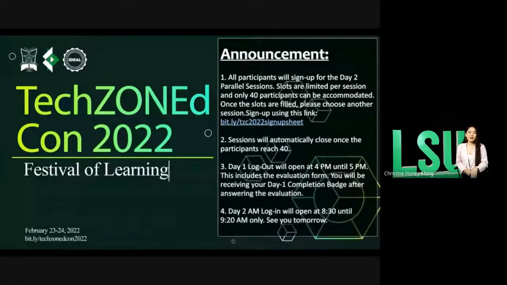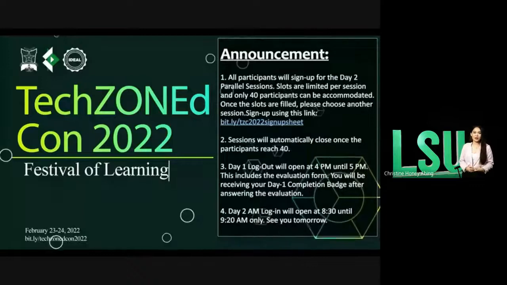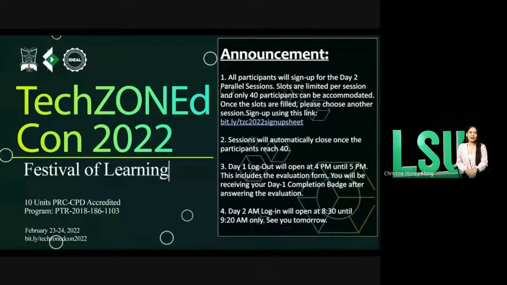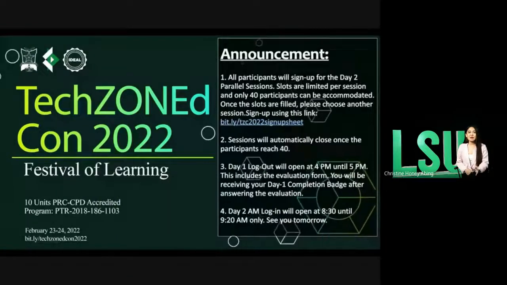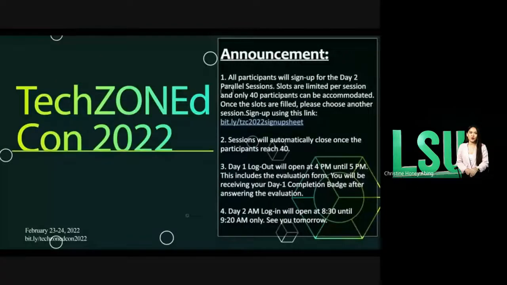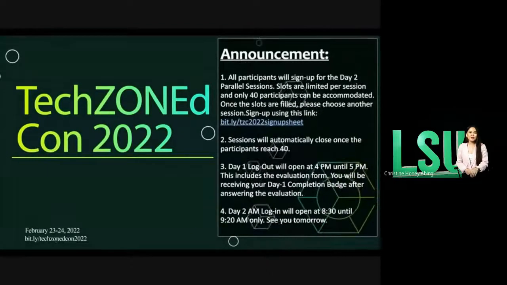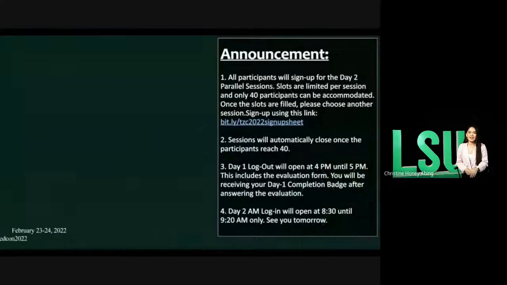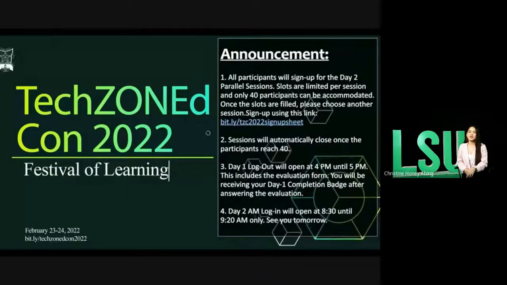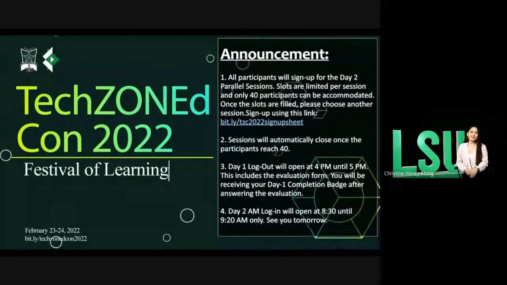Day 1 log out will also be open at 4. Now it's already open because it's past 4, and it will be available until 5 p.m. During this time frame, you will be requested to fill up the evaluation form, which is the key for you to receive your day 1 completion badge. It can be found in our in-call messages, so you can just click the link to access the form.